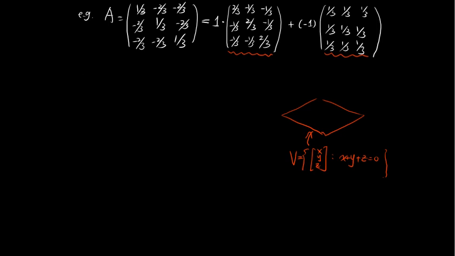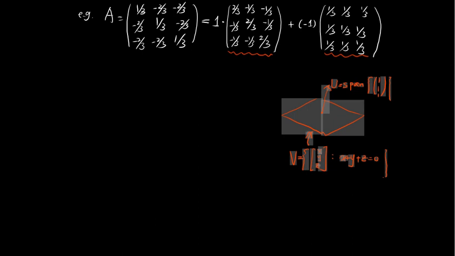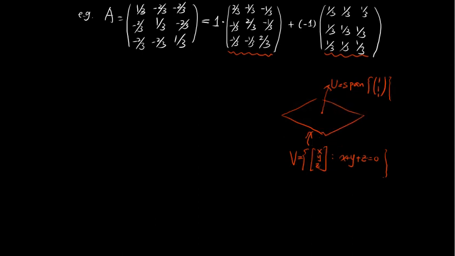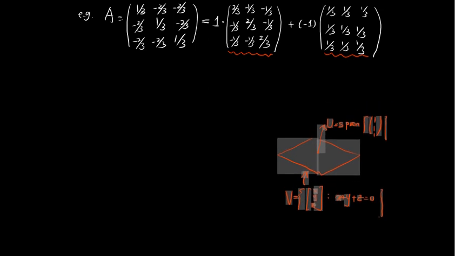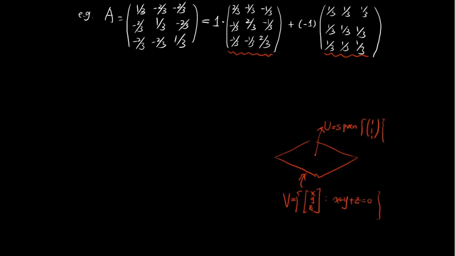And on the other side, it has a normal vector. This normal vector is the span of the vector 1, 1, 1. And let me call that U. Okay, so although it looks ugly, this one is actually the projection matrix onto the space V.